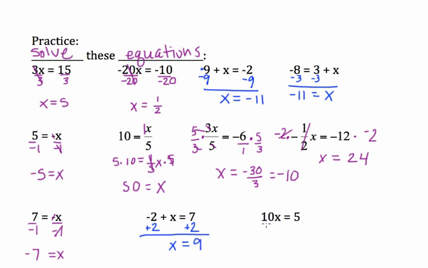10x equals 5. Divide both sides by 10. Remember, start on the side with the x. That's how I know to divide both sides by 10 and not to divide both sides by 5. X equals 1/2.